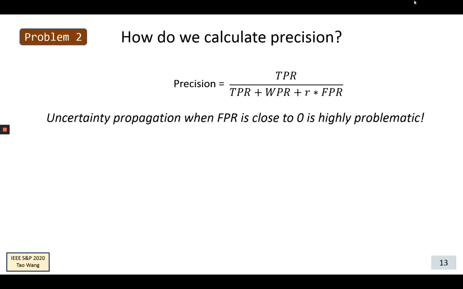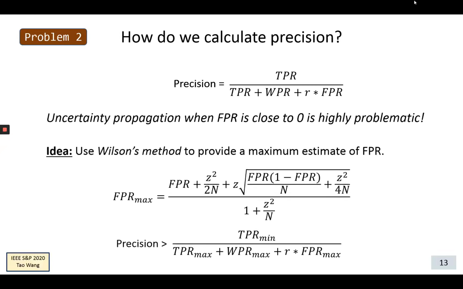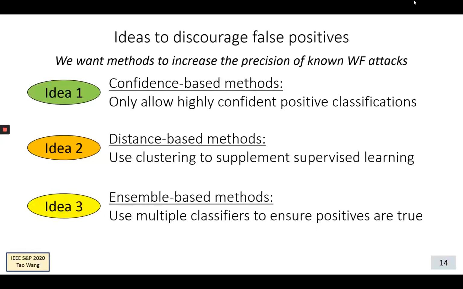So in order to make a conservative lower bound for the precision, we're going to calculate the maximum false positive rate according to a 95% confidence interval, where we plug in Z equal to 1.96, and N is the total number of negatives, and then we get a lower bound for the precision. If we want a tight bound, then we should increase N, which is the number of negatives. And of course, we want to decrease the real false positive rate as well. So we see that we want to discourage false positives in order to get a good precision.